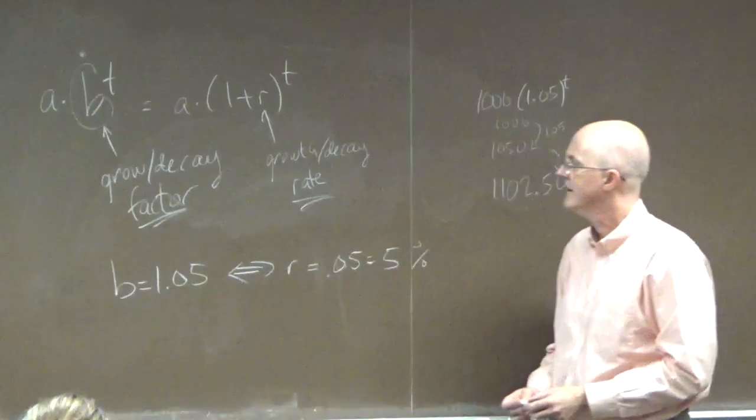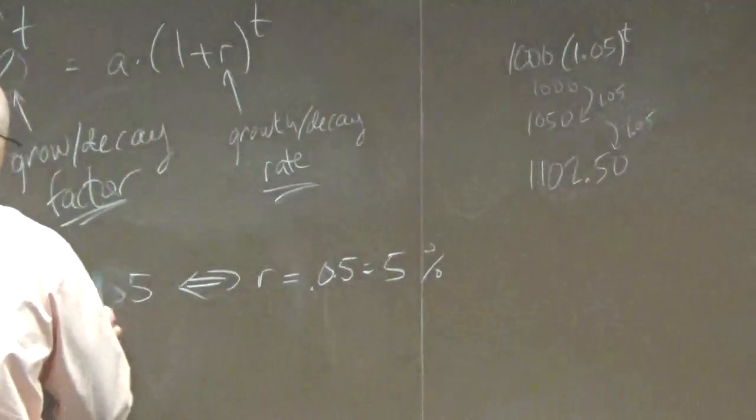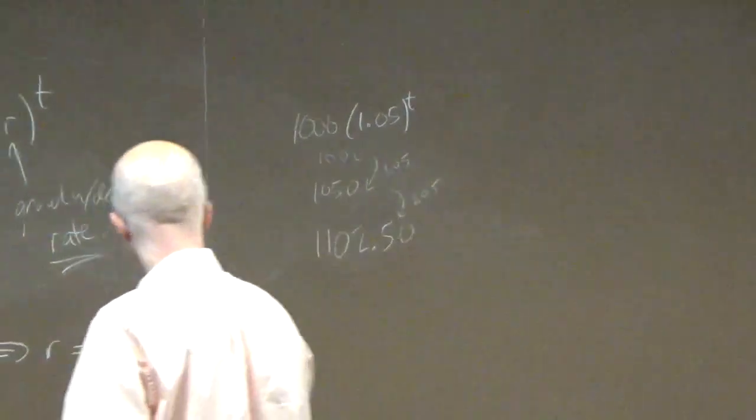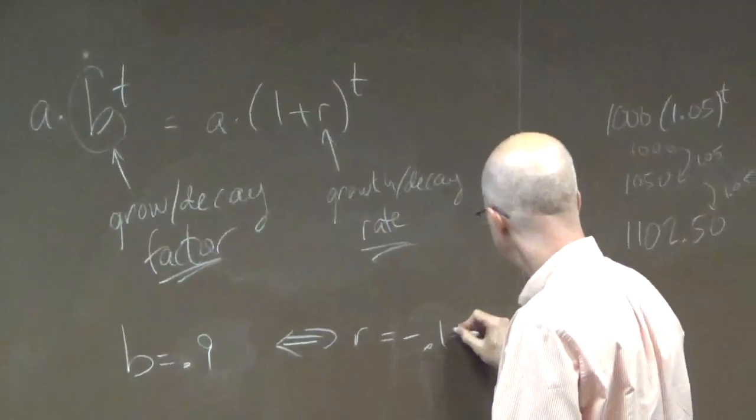On the flip side, B could be between 0 and 1, like 0.9, and R could be negative. R would be negative 0.1 in this case, negative 10%.